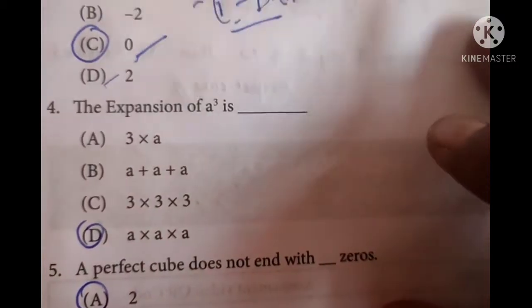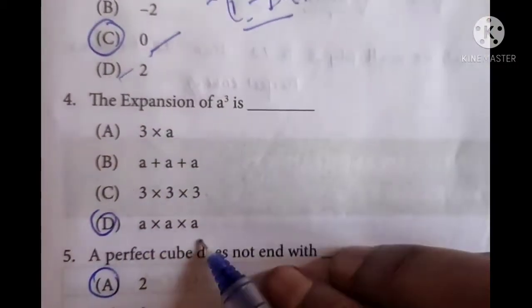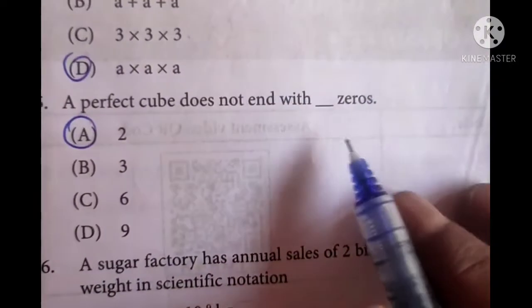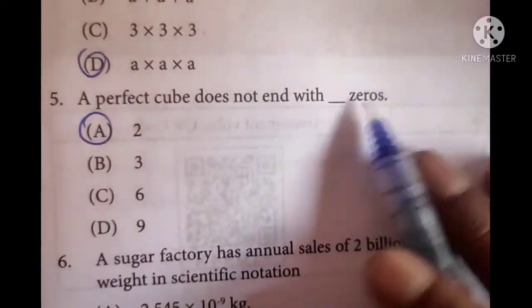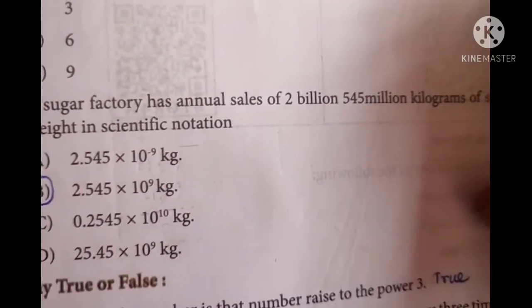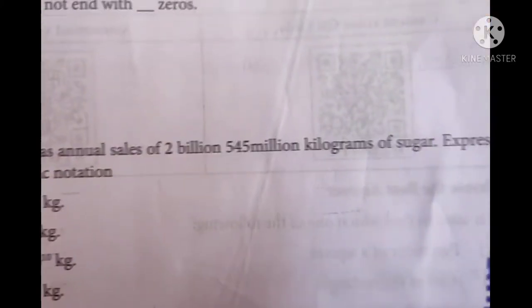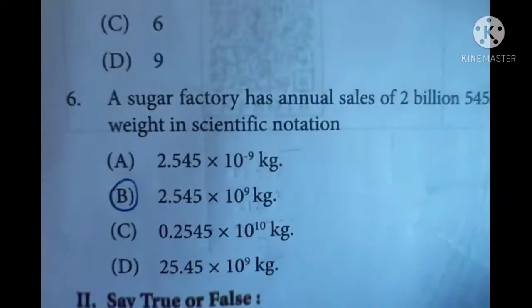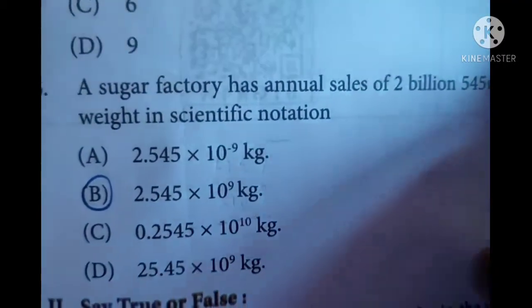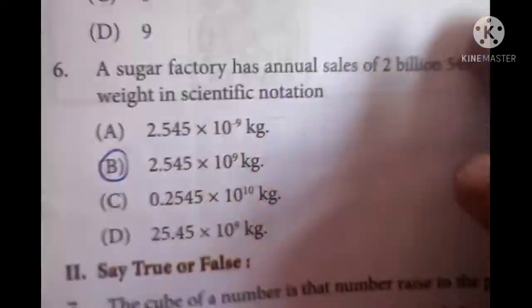The expansion of a cube is a into a into a. A perfect cube does not end with 2 zeros. A sugar factory has annual sales of 2,545,000,000 kilograms of sugar. Express this weight in scientific notation. 2.545 into 10 to the power of 9 kg.